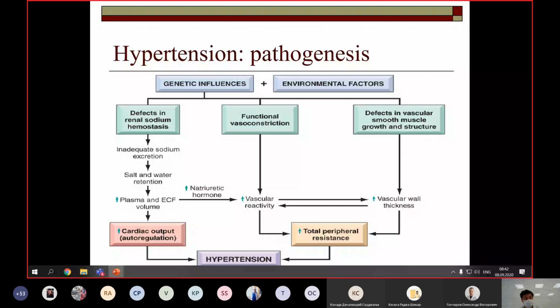mechanisms. Defect in renal sodium homeostasis on the left side of the slide, defect in vascular smooth muscle growth and structure that leads to maladaptive vascular remodeling, including vascular wall thickness, on the right side, and functional vasoconstriction in the middle. So all these three main mechanisms involved in the pathogenesis of arterial hypertension are closely associated with vascular hyperreactivity.